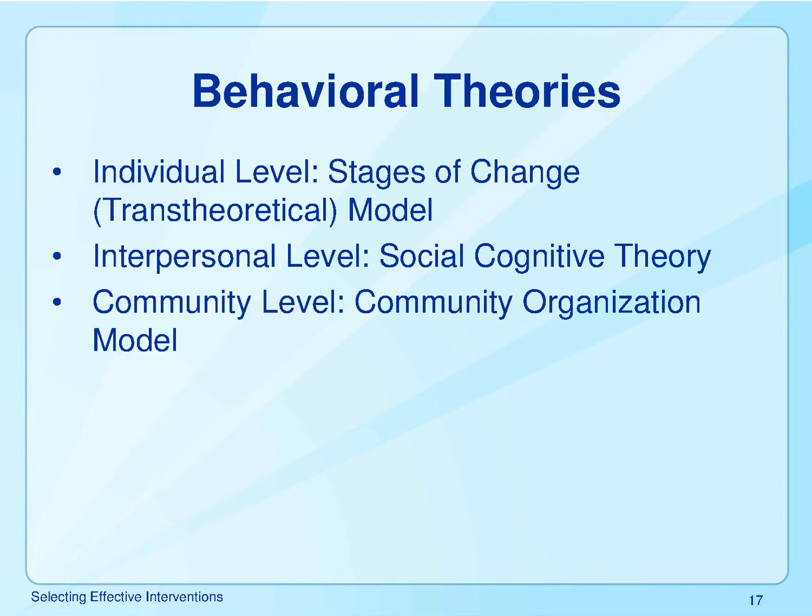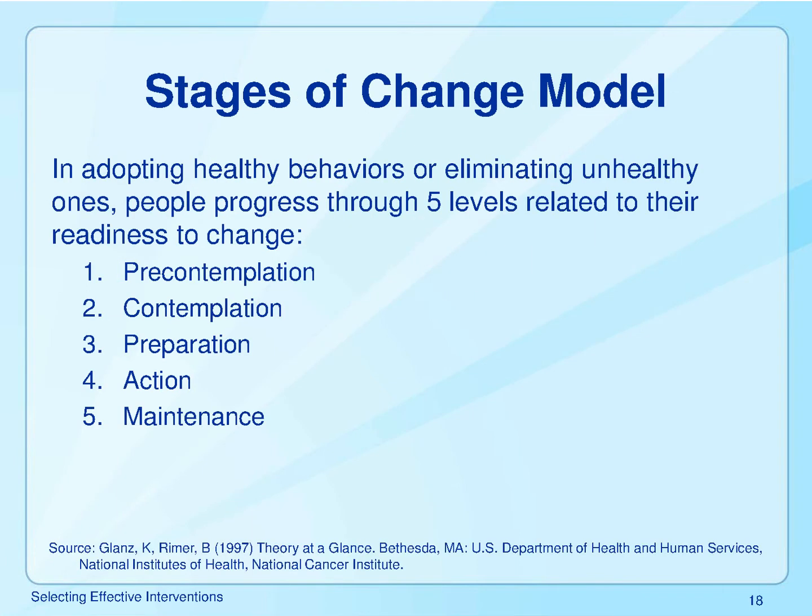There are several behavioral theories at each of the main levels, and just remember those are the individual, interpersonal, and community level. But this presentation will only discuss one theory for each level. This will include the stages of change, which is also known as the trans-theoretical model, the social cognitive theory, and community organization. We will start with the stages of change model, which is oftentimes referred to as the trans-theoretical model. Now, this is an individual level model.